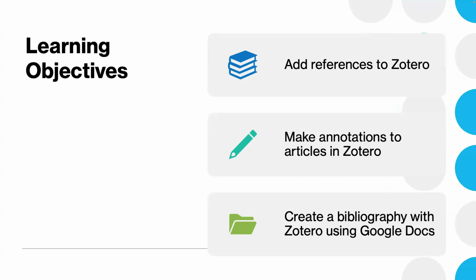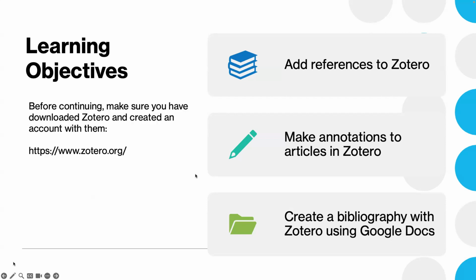So the goals, and what I hope you will take away from this, are how to add references to Zotero, how to make annotations to articles in Zotero, and how to create a bibliography with Zotero using Google Docs. You can also use it with Word or LibreOffice, but since Google Docs is free, that seemed like the lowest hanging fruit versus Microsoft. You might have to update it and so on. So we'll go over that.